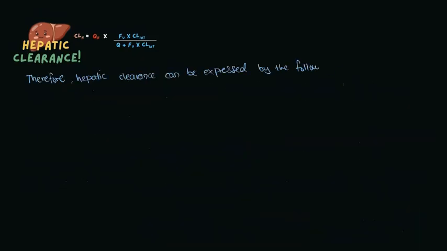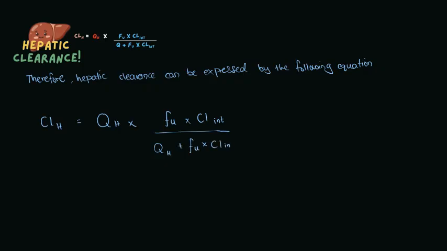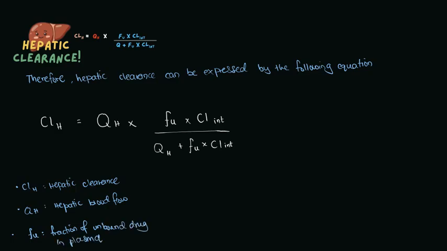Therefore, hepatic clearance can be expressed by the following equation. Hepatic clearance is equal to hepatic blood flow times fraction of unbound drug times intrinsic clearance, divided by hepatic blood flow plus fraction of unbound drug times intrinsic clearance. Let's write those down clearly. CLH is hepatic clearance, QH is hepatic blood flow, FU is fraction of unbound drug in the plasma. CLINT refers to the intrinsic clearance, which is enzyme activity.